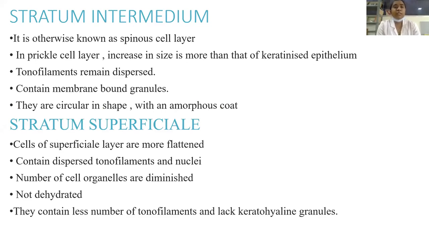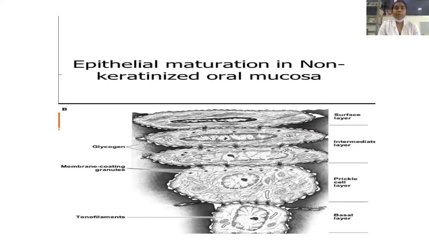Stratum intermedium is otherwise known as the spinous cell layer. In the prickle cell layer, the increase in size is more than that of keratinized epithelium. Tonofilaments remain dispersed. Certain membrane-bound organelles are circular in shape with an amorphous coat. Stratum superficiale: cells of the superficial layer are more flattened. It contains dispersed tonofilaments and nuclei. The number of cell organelles is diminished, not dehydrated. They contain fewer tonofilaments and lack keratohyalin granules. This is a picture where the epithelial maturation in non-keratinized mucosa can be seen.